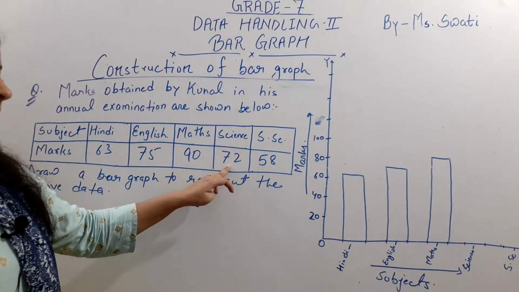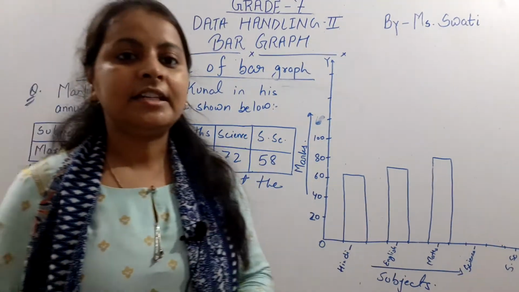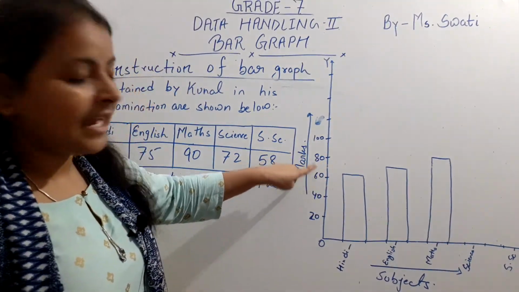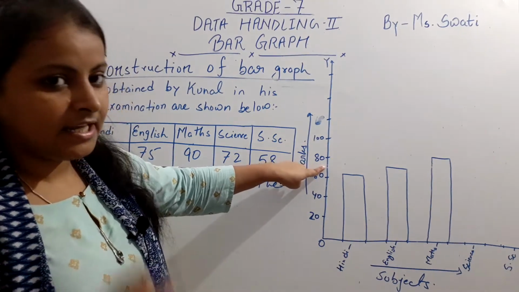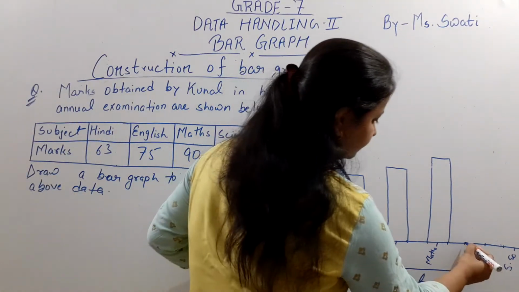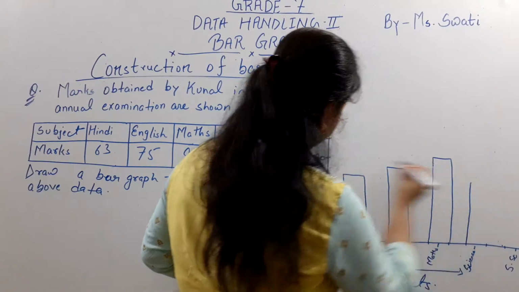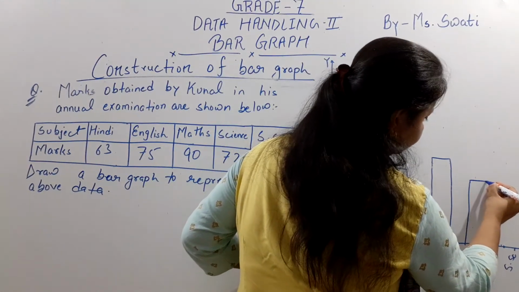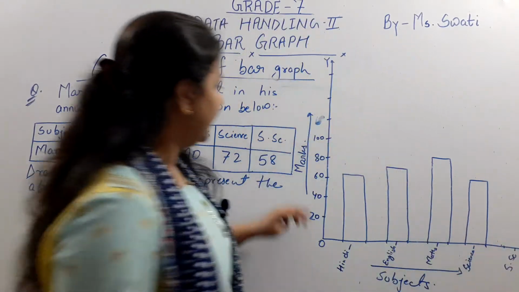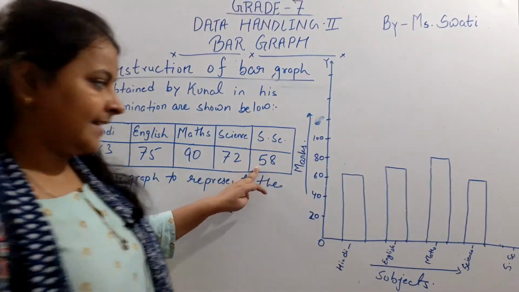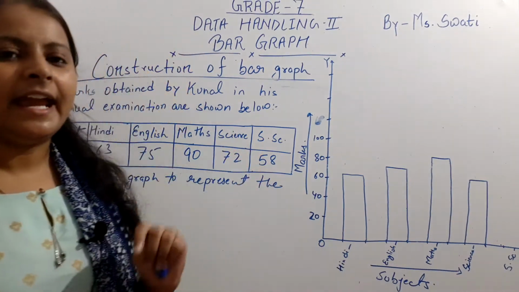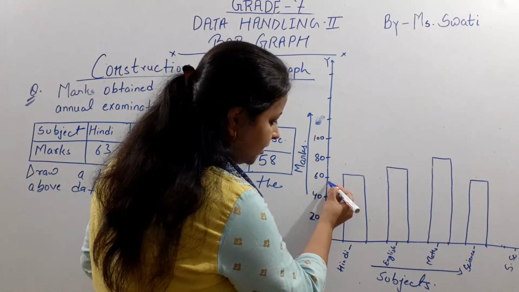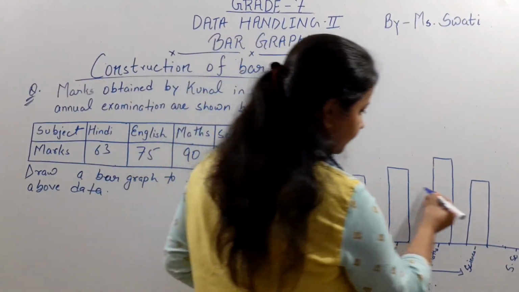Next, science, and the marks is 72. 72 is between 80 and 60, that is 70. So, above 70. Here it is 70. We mark. And the last one is social science, that is 58. 58 is near about 60. Okay, 60 is here. So, we take 58 here.